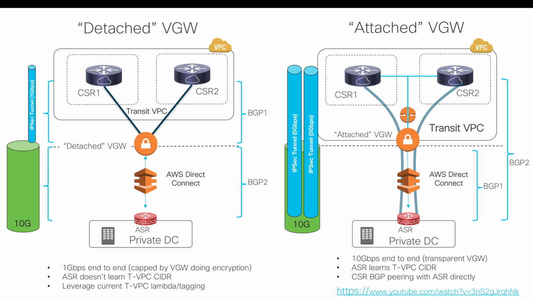In this case, because the VGW is only doing routing, it's not capped to 1 gig, so you should be able to leverage the 10 gig pipe. And each CSR supports 5 gig today, so the total will give you 10 gig throughput to utilize the full pipe of your Direct Connect.